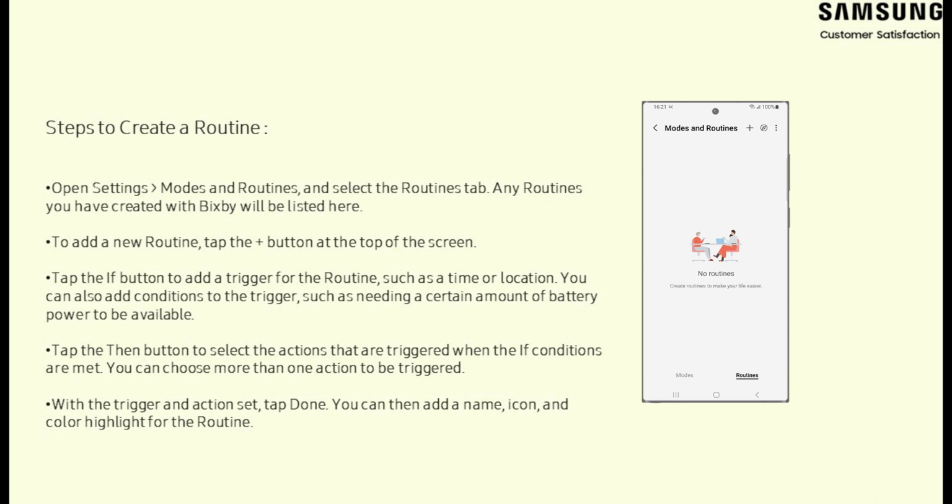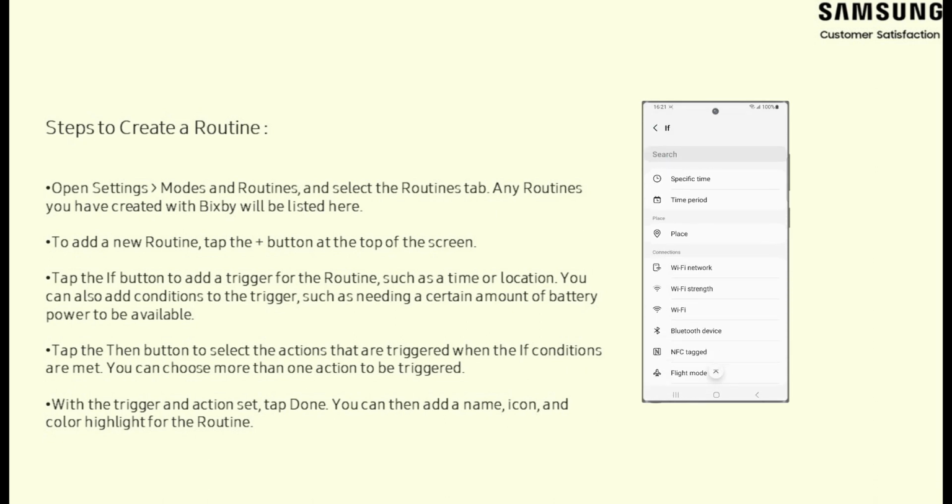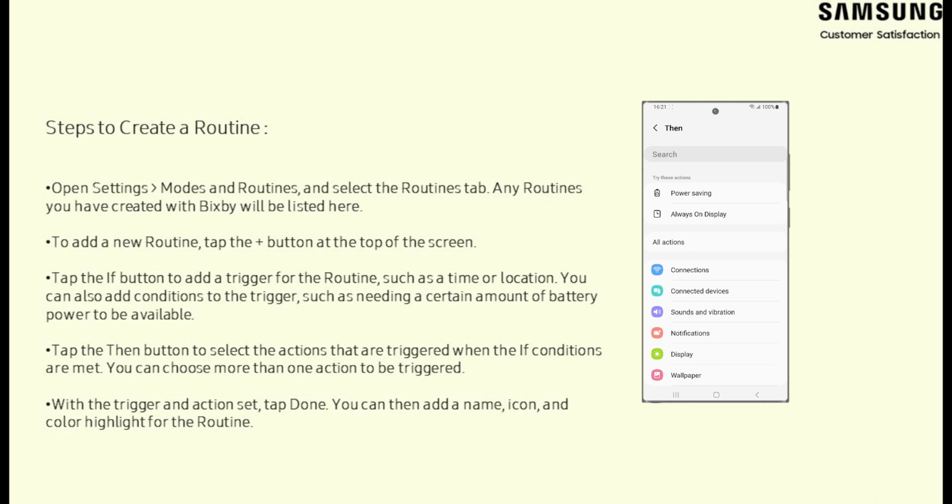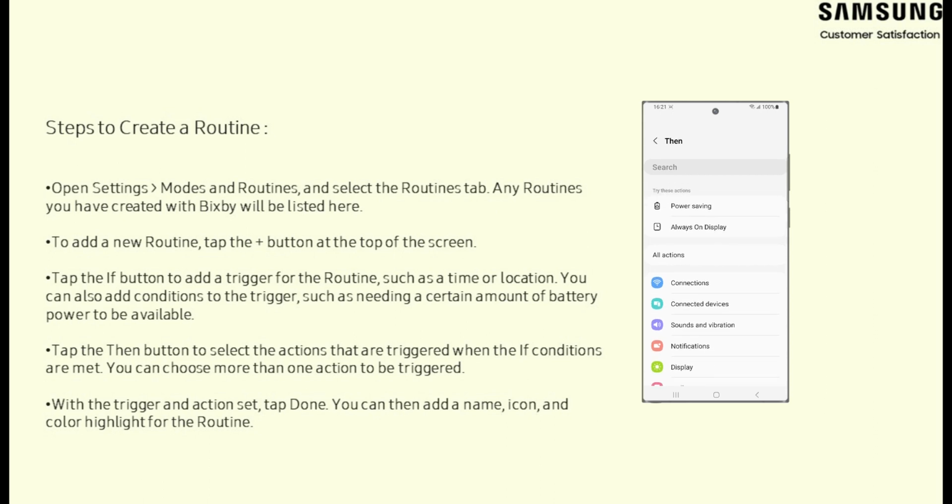To add a new routine, tap the plus button at the top of the screen. Tap the if button to add a trigger for the routine, such as a time or location. You can also add conditions to the trigger, such as needing a certain amount of battery power to be available. Tap the then button to select the actions that are triggered when the if conditions are met. You can choose more than one action to be triggered.